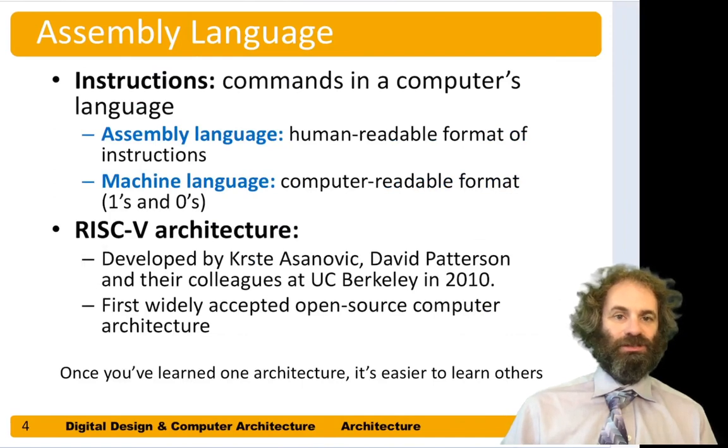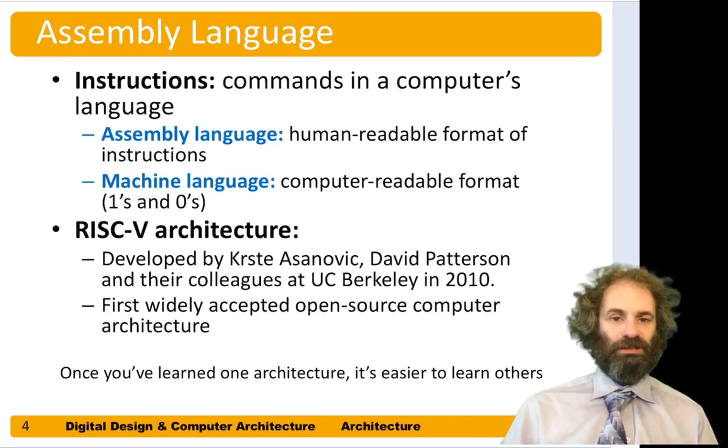So the instructions in assembly language are the commands in the computer's language. And they come in two formats. Assembly language is a human-readable format of these instructions, and machine language is a bunch of ones and zeros that's computer-readable. There are many different architectures in the world, and this book is focusing on the RISC-V architecture.